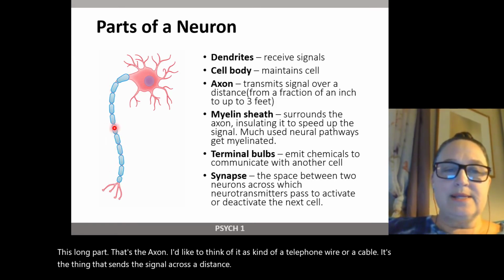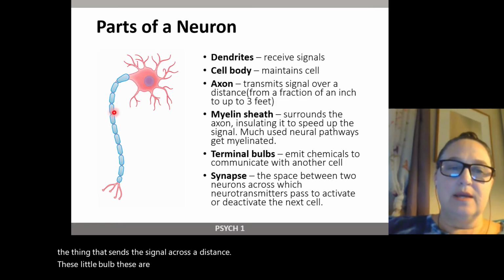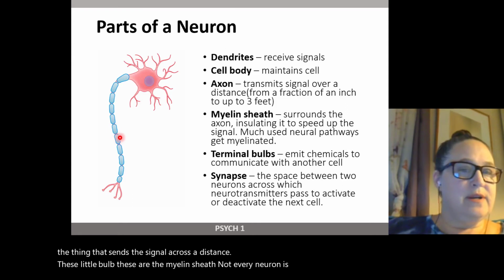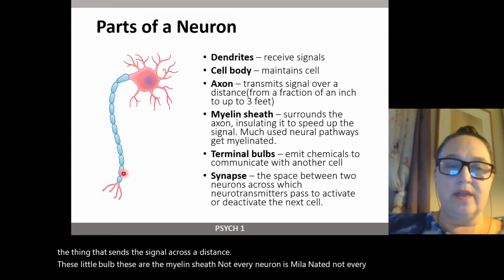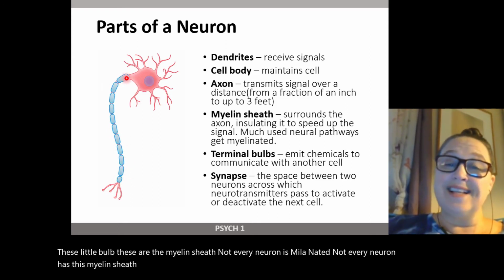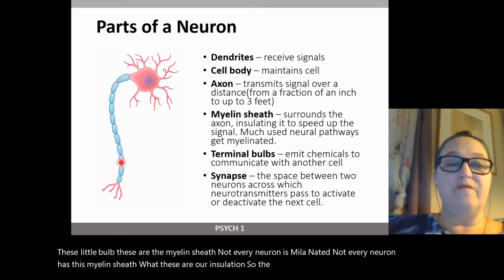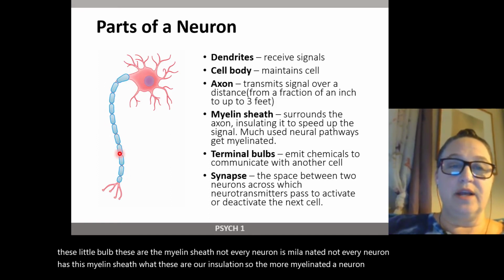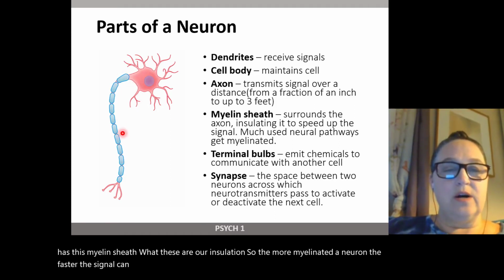These little bulbs are the myelin sheath. Not every neuron is myelinated. Not every neuron has this myelin sheath. What these are is insulation. So the more myelinated a neuron, the faster the signal can go. And it's all going in this direction.